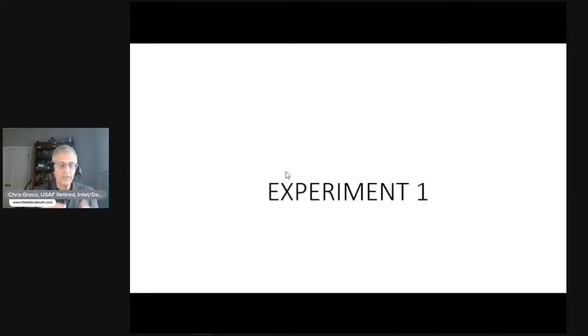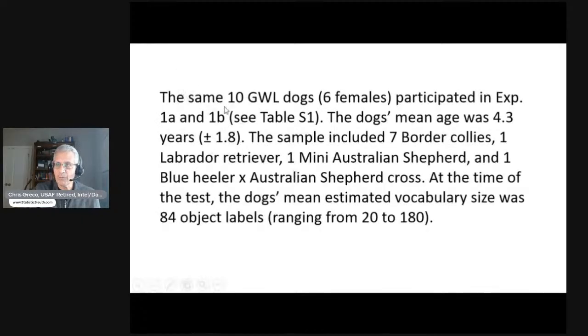So they had two experiments, right? Experiment 1, experiment 2. And they had two parts to each of these: experiment 1A, experiment 1B, experiment 2. So the same 10 GWL dogs. Let me make something very clear here. These are 10 dogs.